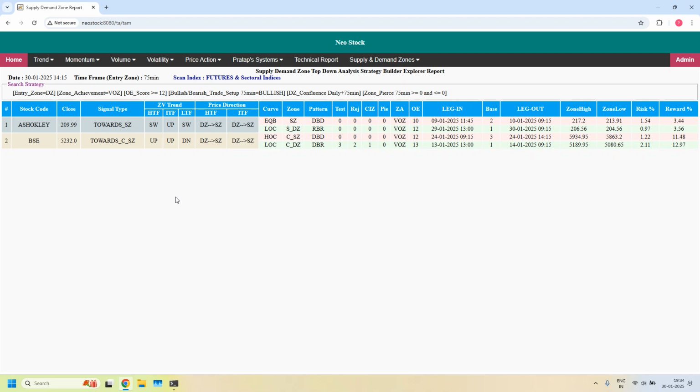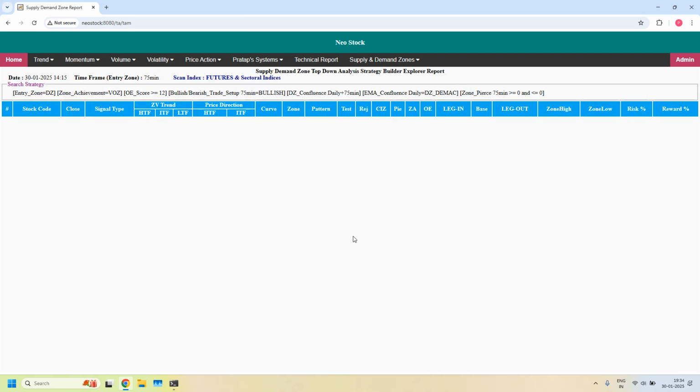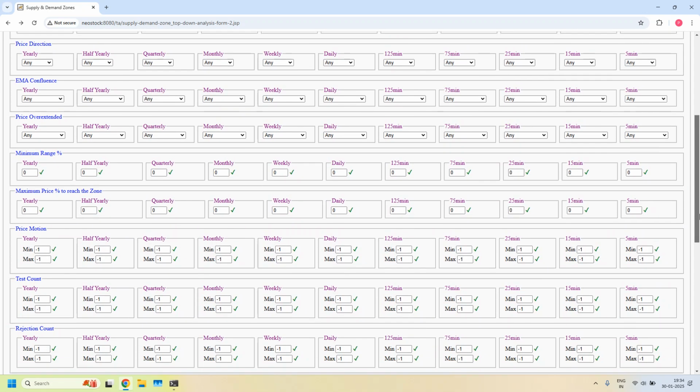Let us check if the daily demand zone is having EMA. These are the 75 minute zones, but they are part of the daily demand zone. That's why let's verify in the EMA confluence if the daily demand zone is having daily EMA confluence or not. None of the zones are having EMA confluence, daily EMA confluence. Okay, no problem. Let us look for LTF, ITF, HTF zone confluence supported stocks.